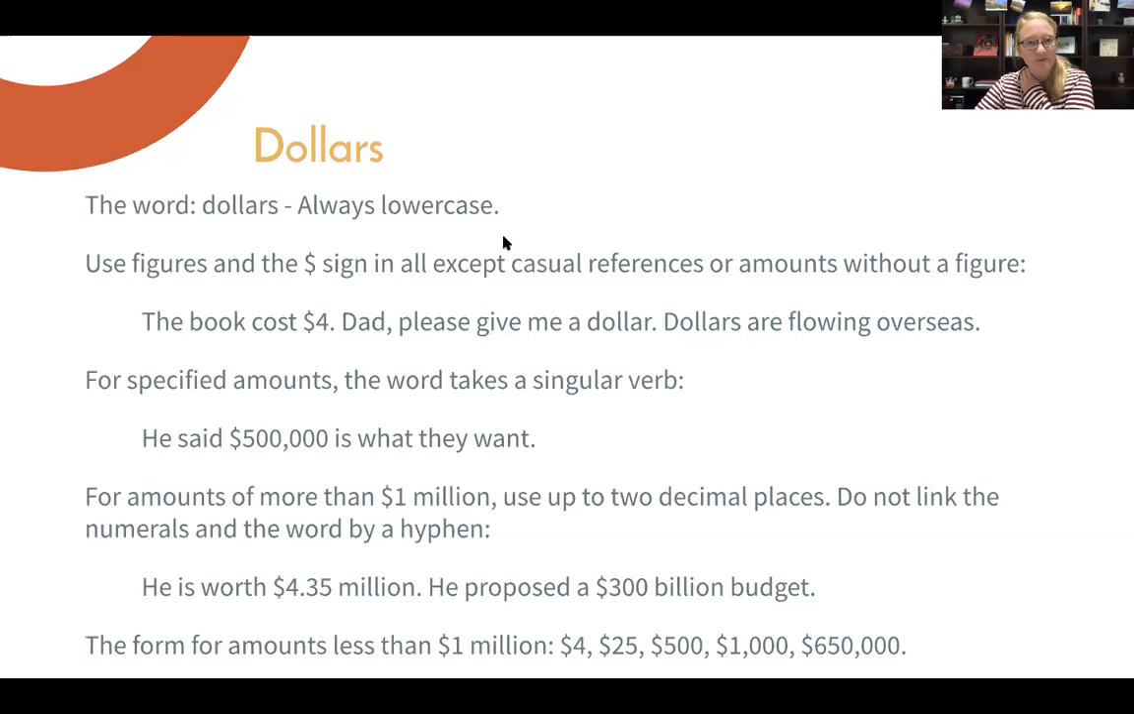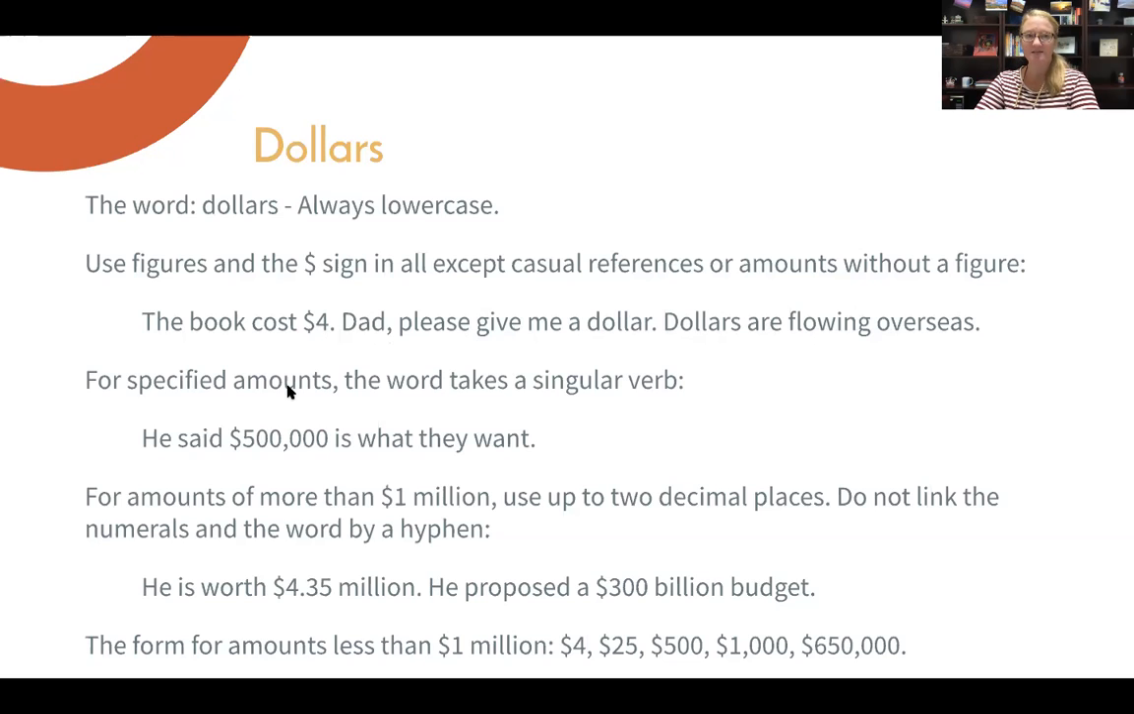When you use the word dollars, always use lowercase, unless it's the first word of a title, of course. You're going to use figures, which are the numbers and the dollar sign, except in casual references with amounts without a figure. So for example, the book cost $4, or you could say, Dad, give me a dollar. You wouldn't put the dollar sign and a 1, because that is more of a casual reference. Or you would say dollars are flowing overseas. Those are casual references, so you're not going to use specifics in that.